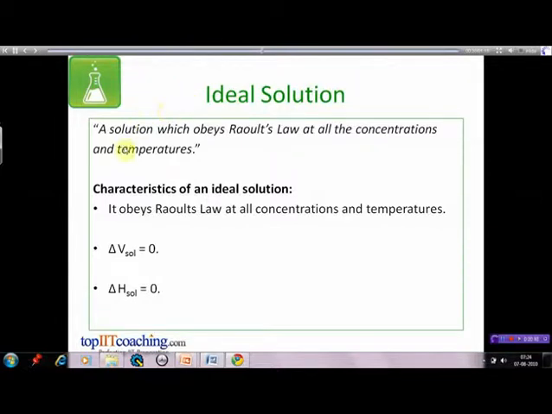So we can say that an ideal solution will exhibit some general characteristics. First of all, as we just discussed, it will obey Raoult's law at all concentrations and temperatures. The second characteristic is that delta V for the solution will be equal to 0. That is, there will be no change in volume in the formation of an ideal solution. Also, delta H for the solution will be equal to 0. That is, heat will neither be absorbed nor released during the formation of an ideal solution.